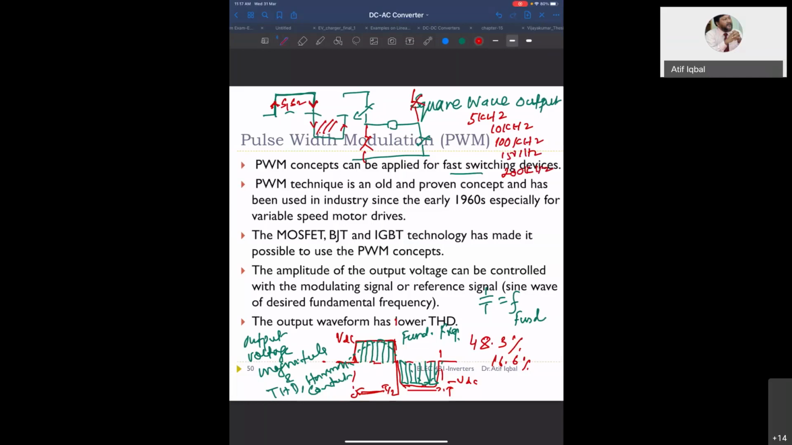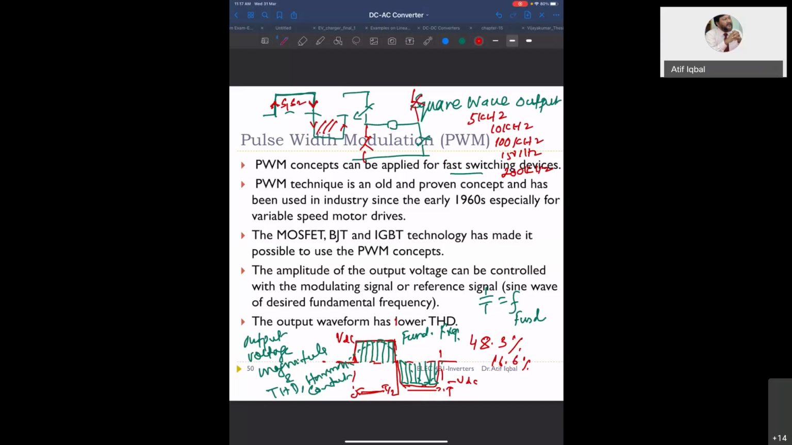The faster you switch, the more pulses you get in the half period and the next half period, and the better quality waveform you will get. The harmonic content will be reduced and reduced with the increase in the switching frequency. But certainly the switching losses will increase when you increase the switching frequency.